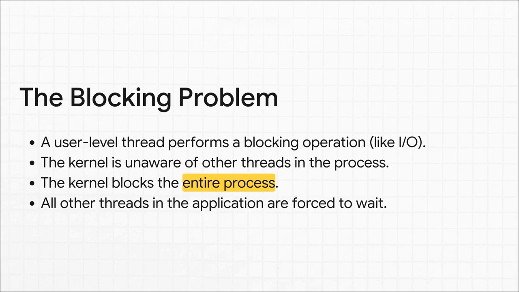Imagine one of your little user-level threads needs to do something that takes time, like reading a file from the disk. That's a blocking operation. Now remember, the kernel has no idea about all the other threads in your app. So when it sees that one thread asking for the file, it just goes, okay, I'll put this whole program on pause until the file is ready. And just like that, the entire process gets frozen. All those other threads that were ready to do work, they're all stuck, forced to wait. It completely defeats the whole point of having threads in the first place.